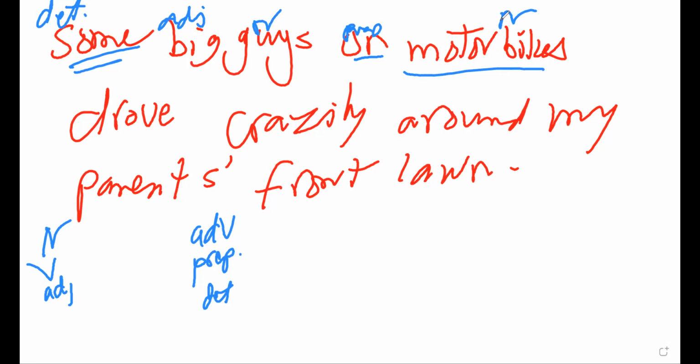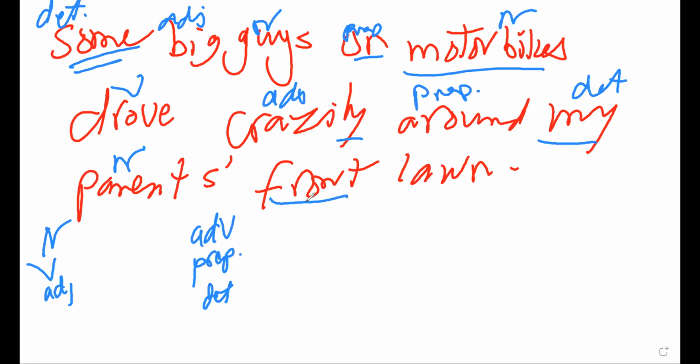Motorbikes, noun. Drove, verb. Crazily, adverb. How did they drive? Crazily, meaning they were driving madly. Around, preposition again. My, I think it is determiner. Yes, determiner. Parents, noun.